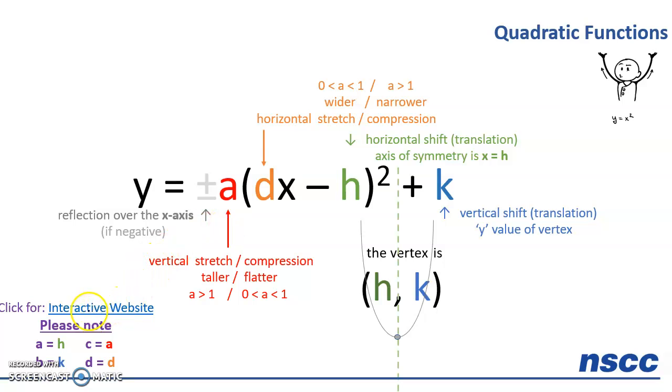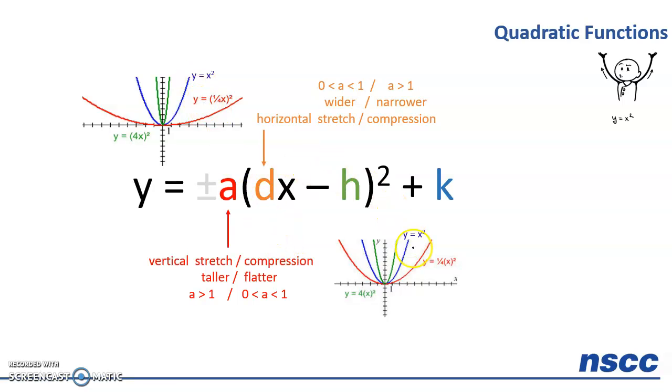I'm going to also include with this email an interactive website. Slightly different: when I'm looking at my h as my horizontal shift, in the website, the link I'm going to send, it's going to be the letter A. The stretch is going to be the letter C. The D in the horizontal stretch or compression is still the same, but the K is going to be the letter B. That's the vertical shift, going up and down.